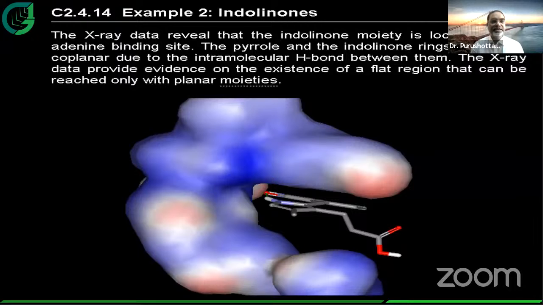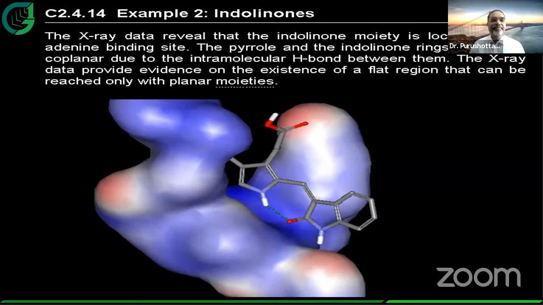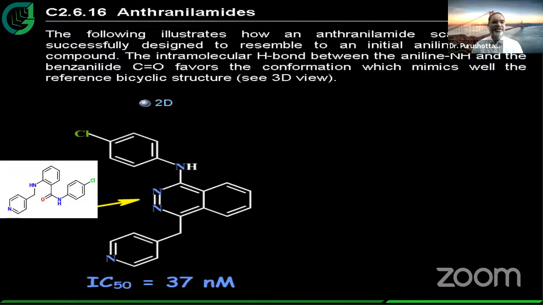This is the message I wanted to convey out of these slides. In the next slide, we will see the same structure from a different angle. You could see the hydrogen bonding between the pyrrole and the ketone group of the other bicyclic ring is clearly seen, and that is giving us the activity. Now, a very interesting example I would like to give you is of intramolecular hydrogen bonding in structure-based drug discovery.